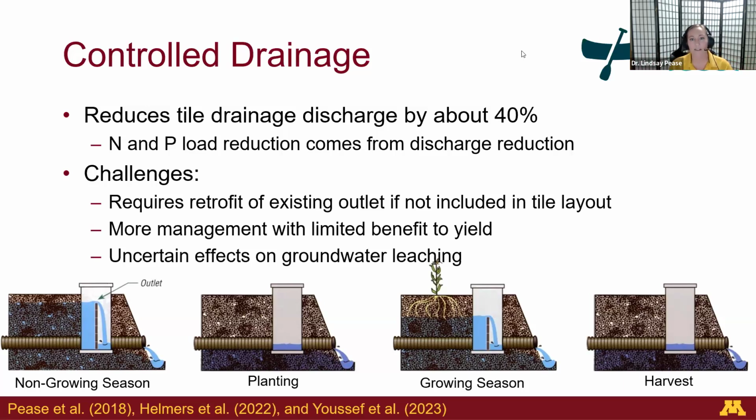Even though we know that it works, it's getting people to actually engage and manage the practice when things get busy. The good news is there are automated control structures that are being researched right now, ones that will automatically close and open, that is actually removing the human element for this. So I have a lot of hope for controlled drainage practices in the future, but that's kind of where we're at right now. So stay tuned for future updates on controlled drainage systems with automated structures. And of course, the uncertain effects on groundwater leaching are something that we fully acknowledge as researchers, but we're never quite able to address.